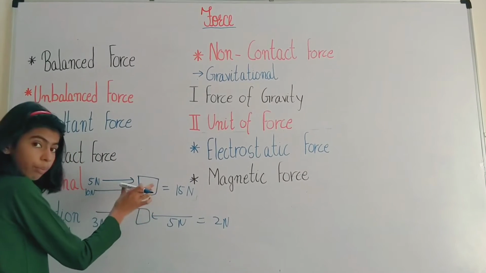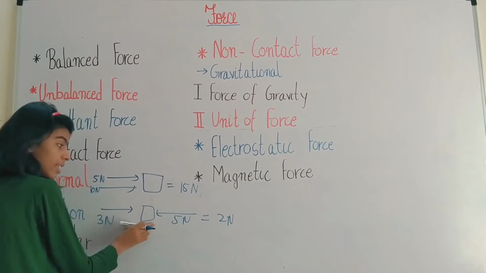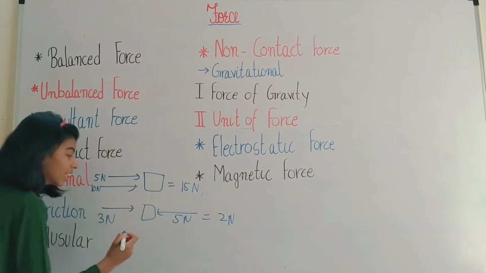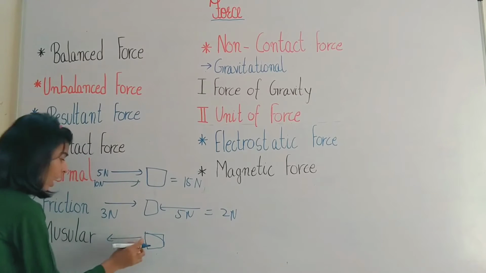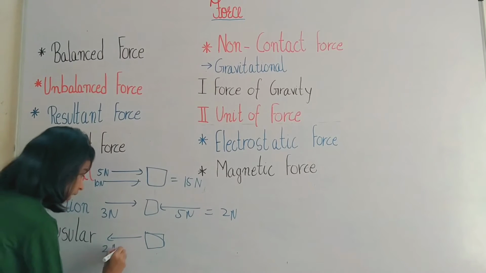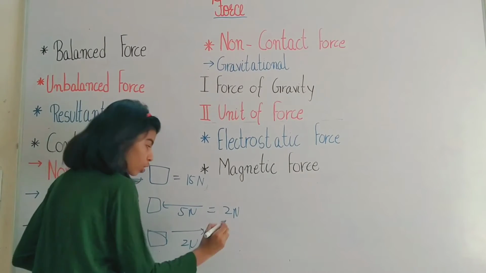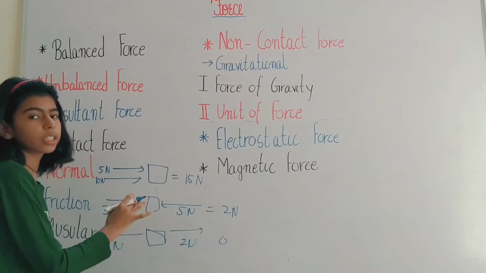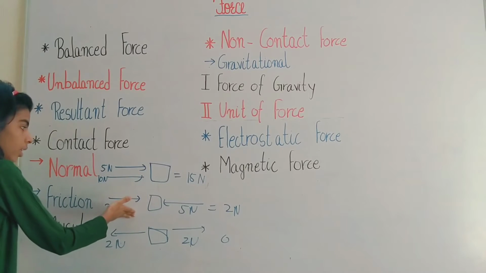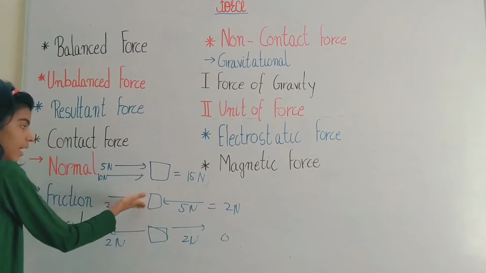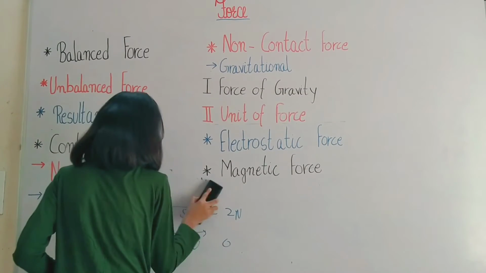So in this case the object will move in this direction. Another example can be of an object where a force is acting in this direction of 2 Newton and in this direction of 2 Newton. If we cancel out, 2 minus 2 is 0, so there will be no change in the direction, motion or rest. So this is a balanced force and these are the unbalanced forces which produce the change in the direction, motion or rest.